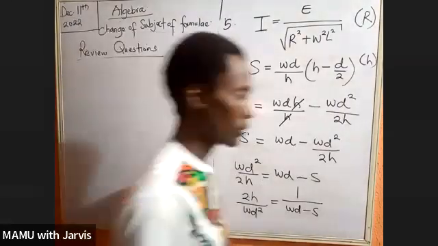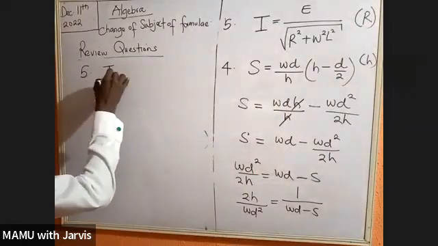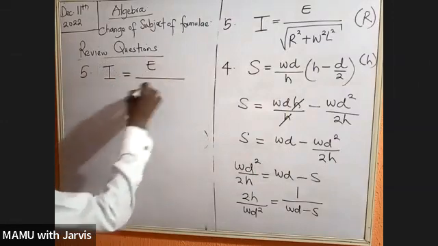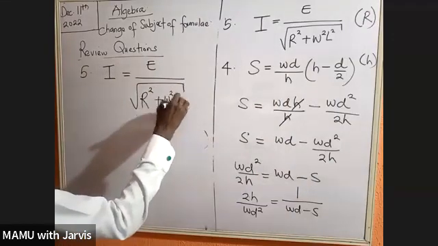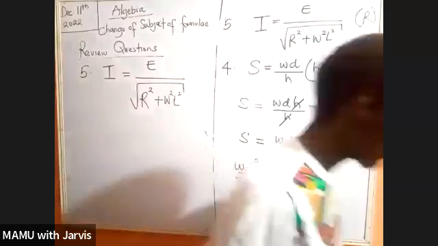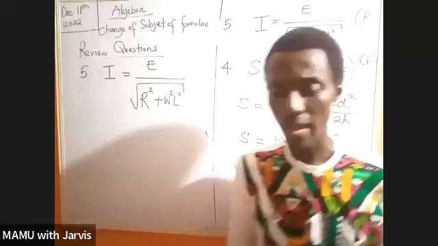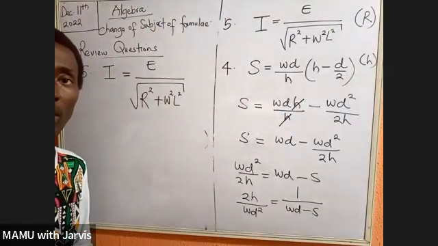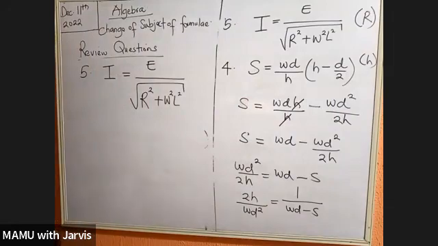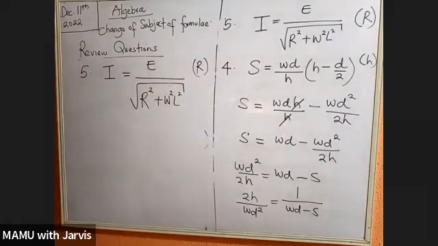All right, so let's go to number 5. Number 5 will be I equal to E all over the square root of R squared plus W squared L squared. All right, so let's see how we're going to solve that. We're told to look for what? R. So the first thing I want to do.